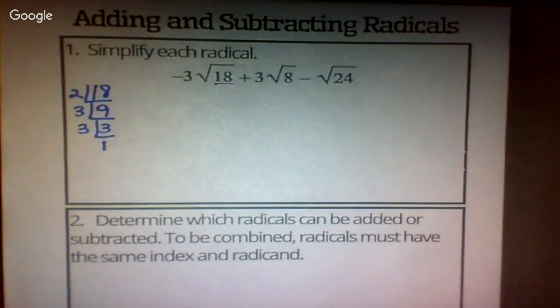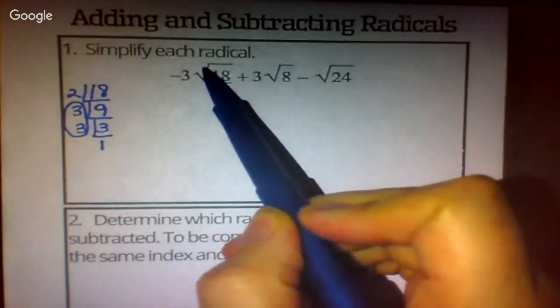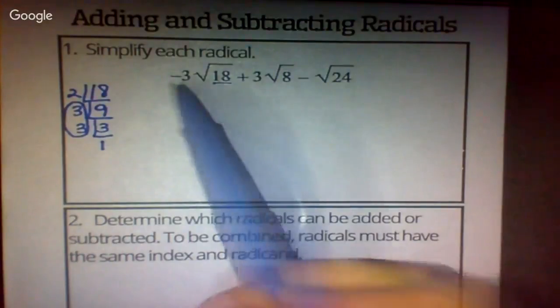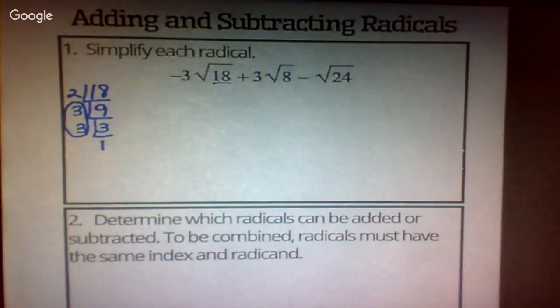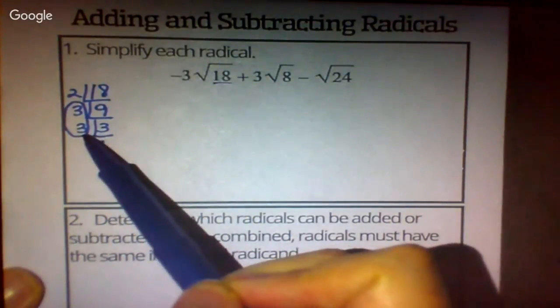Okay, it's square root. So what am I grouping in? 2s. My index is a 2. I'm grouping in 2s. So I can group these 3s. If there is no index written here, it's an automatic 2. Remember though, the big numbers outside of the radical are not your index. That is a coefficient that gets multiplied. Okay, so I pull out a group of 3s.